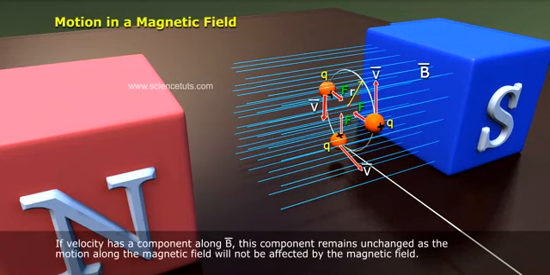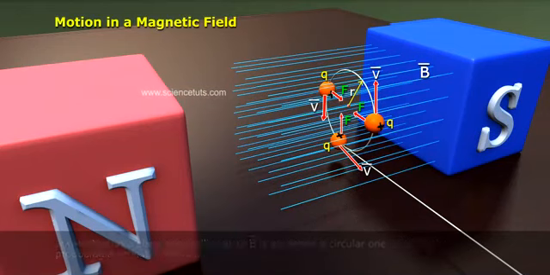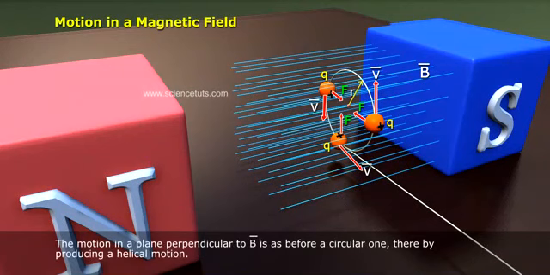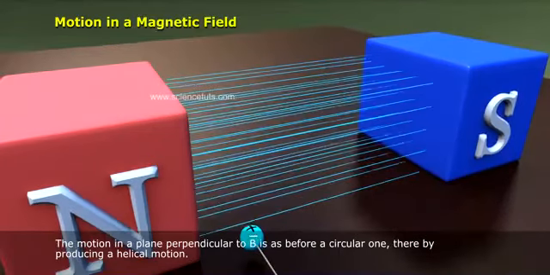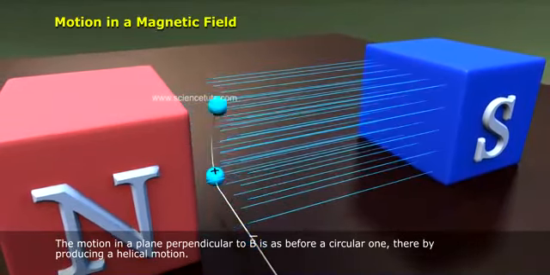If velocity has a component along B bar, this component remains unchanged as the motion along the magnetic field will not be affected by the magnetic field. The motion in a plane perpendicular to B bar is as before a circular one, thereby producing a helical motion.